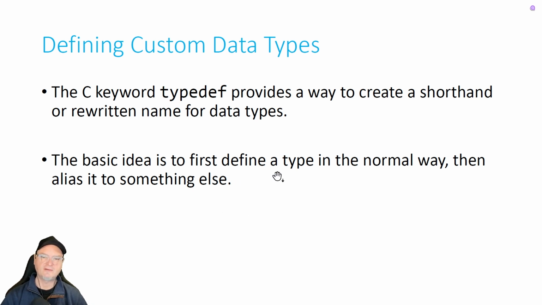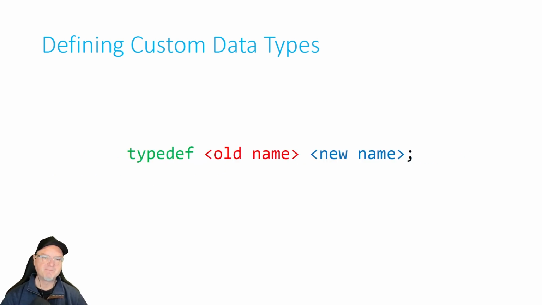The basic idea is to define a type, a new type, and we talked about this in previous lectures. You define a type in the normal way, and then you alias it to something else, that short name that you want to use. So this is just really building on that previous idea. The way you use it is like this. You would use the keyword typedef, state the old name completely, and then state the new name, semicolon. Okay, that's really all there is to it.